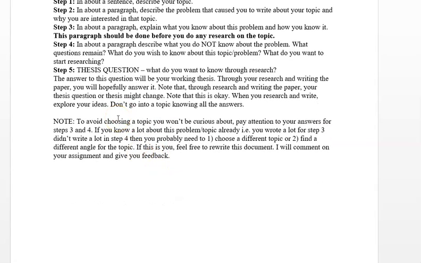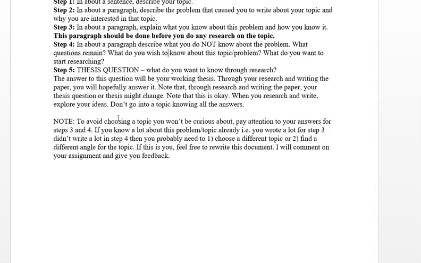And step 5, similar to invention number 2, is a thesis question. What do you want to know through research? You don't have to answer this one. In invention 2, I had you answer the question, but step 5 for invention number 3 is going to be more about what you want to know through research. This is the question that should hopefully guide you into forming your research. The answer to this question will be your working thesis.